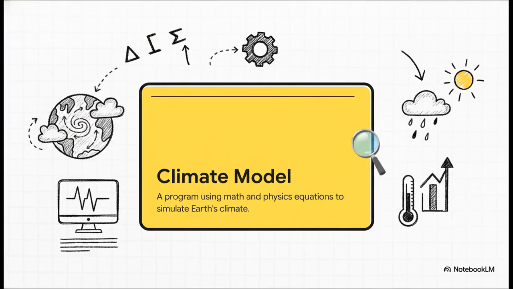So what is a climate model, really? At its heart, it's just a massive computer program. But instead of code for an app on your phone, this program is written in the language of mathematics and physics. It uses these really fundamental equations to simulate how all the energy and materials move through Earth systems.